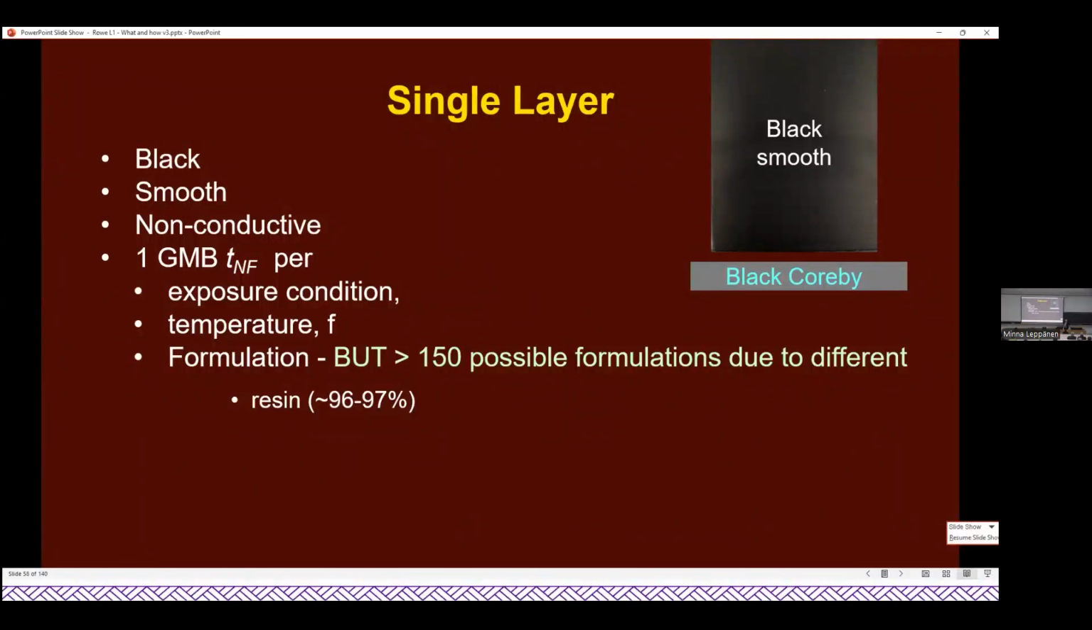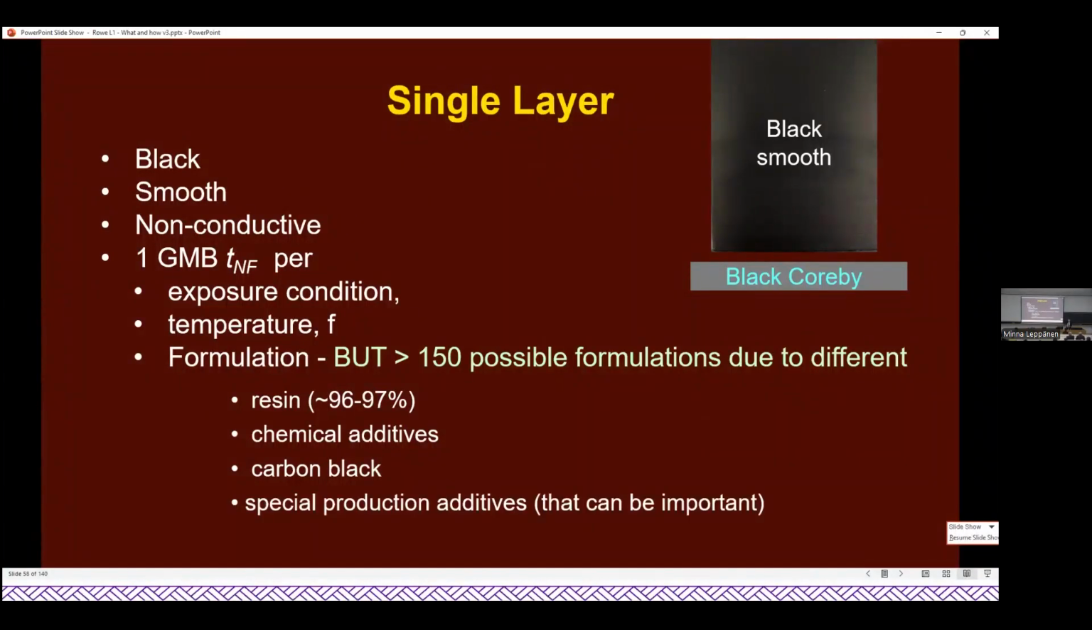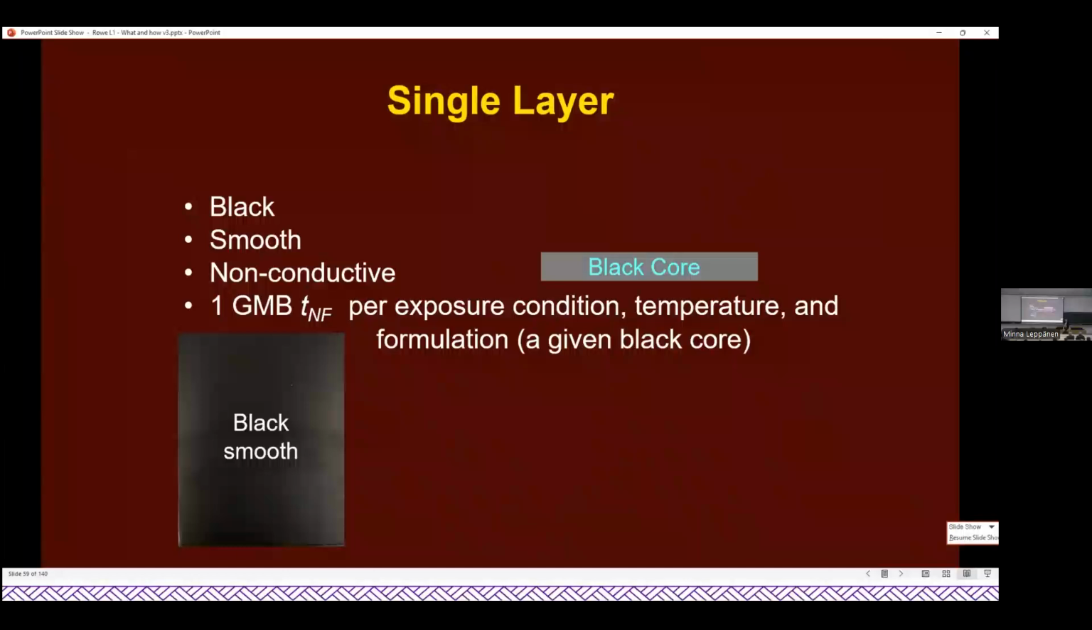We have to consider how they're going to be affected by exposure conditions and temperature, and how that interacts with the formulation. And for one piece of black plastic, you can have at least 150 different ways of formulating it. That means you've got potentially 150 different service lives because of difference in resin, difference in the chemical additives added to the resin, differences in the carbon black that's added, and the differences in special production additives. And when you look at all those variables, as I said, I gave up counting at 150.